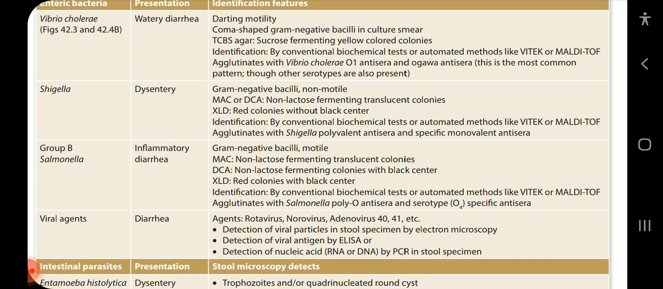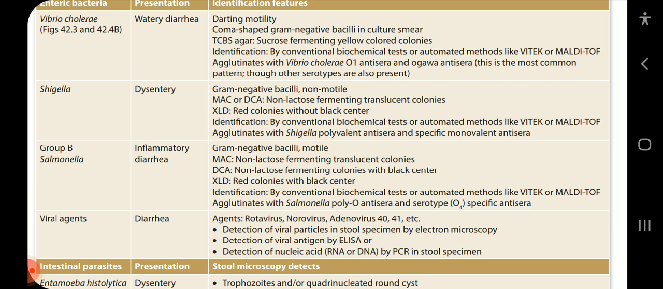Group B Salmonella cause inflammatory diarrhea. Gram-negative bacilli, motile. MAC: non-lactose fermenting translucent colonies. DCA: non-lactose fermenting colonies with black center. XLD: red colonies with black center. Identification by conventional biochemical tests or automated methods like Vitek or MALDI-TOF. Agglutinates with Salmonella poly O antisera and serotype O4 specific antisera.